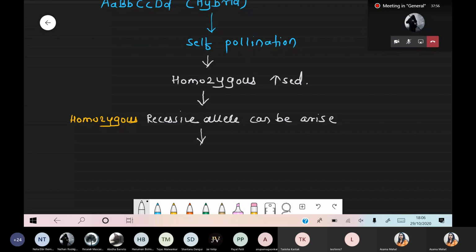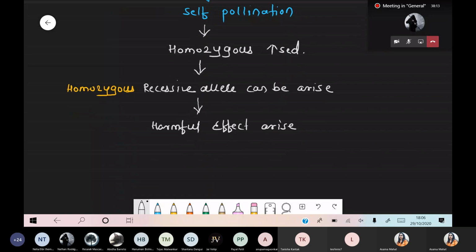And once such a homozygous recessive allele arises, the quality of that hybrid decreases. The hybrid vigor which was produced, right? So the quality of that hybrid will ultimately decrease. So finally, a harmful effect arises, and this harmful effect is nothing but the loss of hybrid vigor.